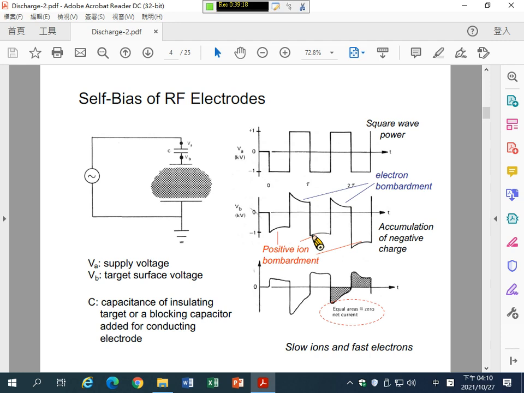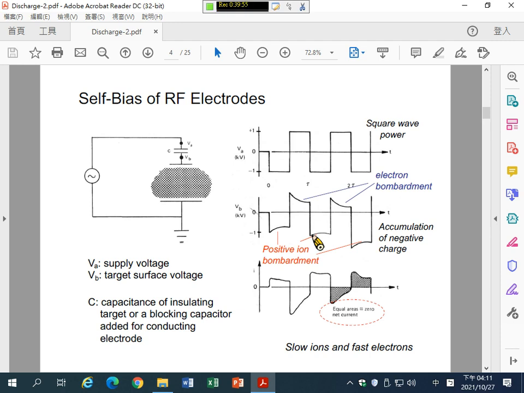So on average, the top electrode will become negatively charged compared to the ground electrode. Even though half the cycle is negative and half is positive, in the negative cycle the bias voltage is much larger than the voltage in the positive cycle. So the top electrode becomes the effective cathode, and the ground electrode becomes the effective anode.